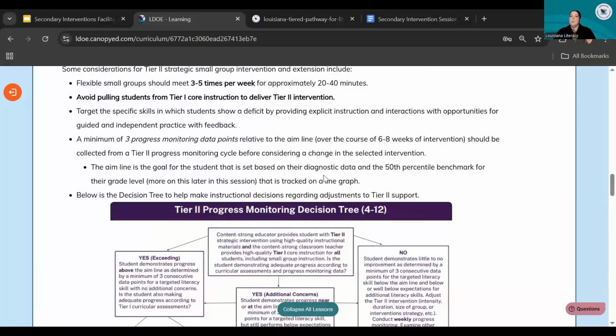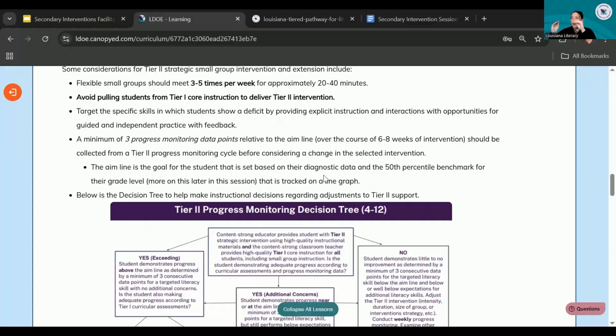So when you are working with students in tier 2, you want to have a minimum of 3 progress monitoring data points relative to the aim line. Let's talk about what the aim line is. When you have progress monitoring data, you want to be able to plot it on a graph, like the scores that they make on their different progress monitoring assessments.